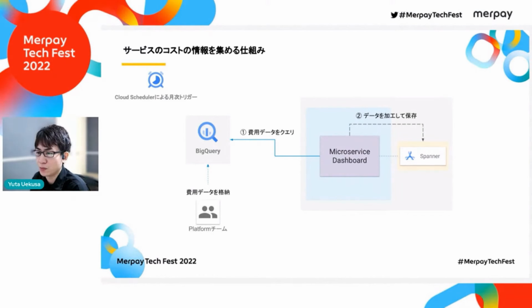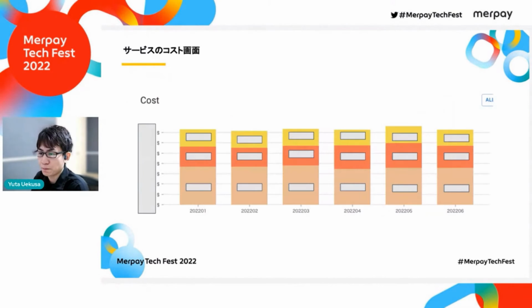Here is a screen visualizing the data collected this way. The monthly cost history is graphed for 6 months. Developers can look at this to see if there have been any changes in the cost status compared to the past.